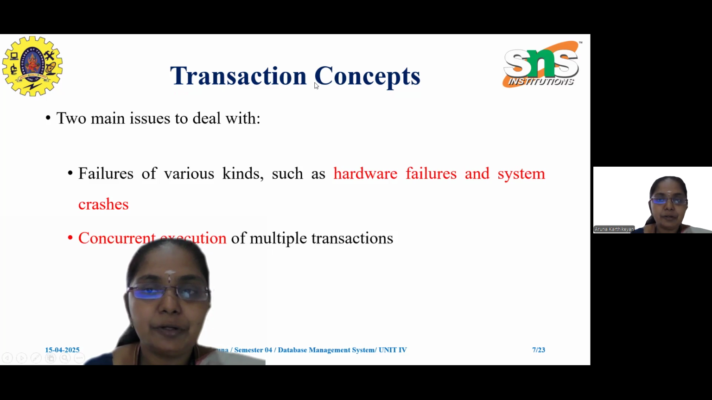In my next series, we're going to see what the ACID properties are and how they are supported for the transaction concept.